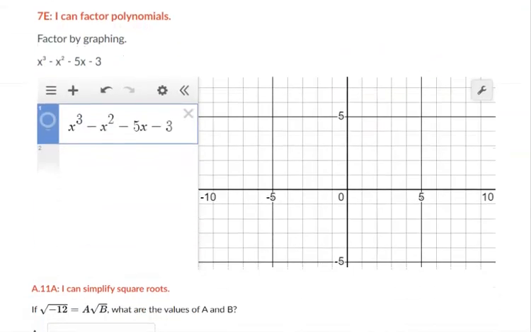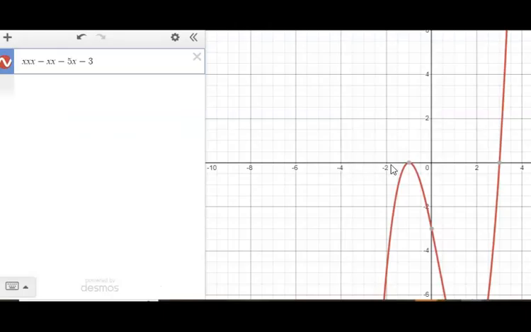Okay, let's look at this one. I can factor polynomials. Factor by graphing. x cubed minus x squared minus 5x minus 3. Let's graph this on Desmos. So if we look at our graph, notice we have two different real roots. We have negative 1 and 3. And then we have a y-intercept of negative 3.